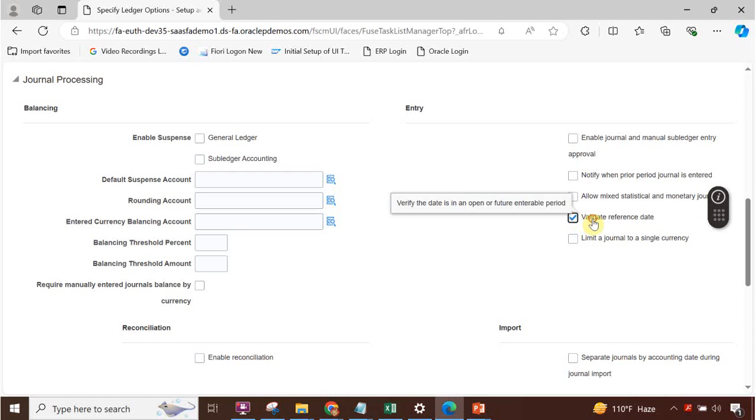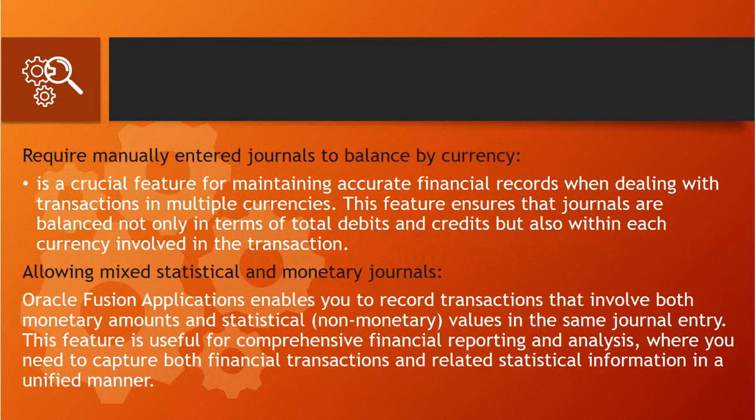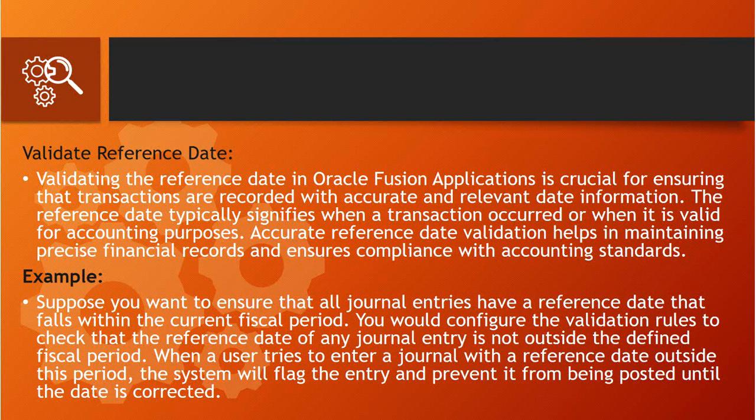The next is validate reference date. Validating the reference date in Oracle Fusion application is crucial for ensuring that transactions are recorded with accurate and relevant date information. The reference date typically signifies when a transaction occurred or when it is valid for accounting purposes. Accurate reference date validation helps in maintaining precise financial records and ensures compliance with accounting standards.